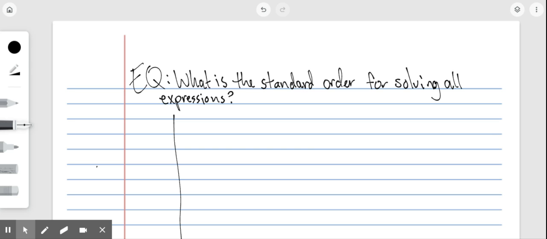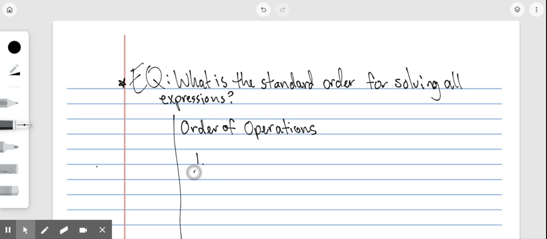All right, beautiful people, today we're going to just refresh on the standard order of operations. So the essential question is, what is the standard order for solving all expressions? So the first thing we're going to do is refresh what the order of operations is. This means the order in which you solve all problems, all expressions. What is the order for it? There are 4 steps.